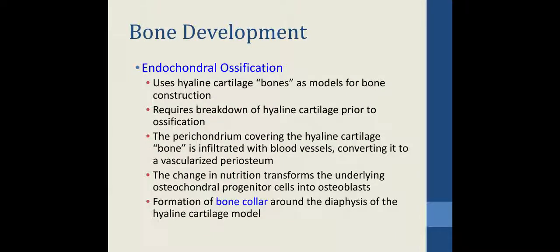So endochondral ossification is where hyaline cartilage is there modeling the bone, and then it is replaced by bone tissue. So we have to break down the hyaline cartilage and then we will build up bone. We've got the perichondrium covering the hyaline cartilage, and it has blood vessels and nerves and everything there. It is going to be converting this perichondrium into the periosteum. And we will have basically a change in the nutrition, like what is coming to that area, that will turn those osteochondral progenitor cells into osteoblasts. First, we get what we call a bone collar, which is around the diaphysis of the hyaline cartilage model, and then we can build the rest of the bone.